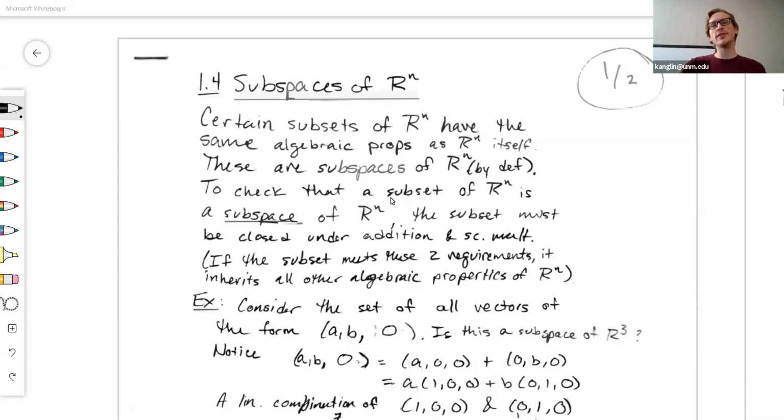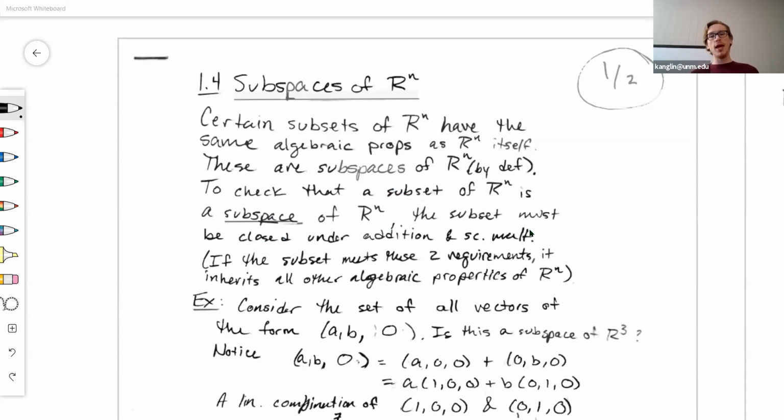So it turns out to check that a subset of Rn is a subspace, not just any old subset, a very specific type of subset called a subspace, the subset must be closed under addition and scalar multiplication. And we briefly talked about what that meant for Rn as a whole. We said Rn has this property. It's closed under addition and it's closed under scalar multiplication.